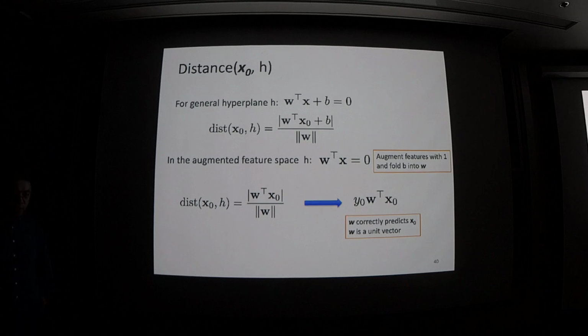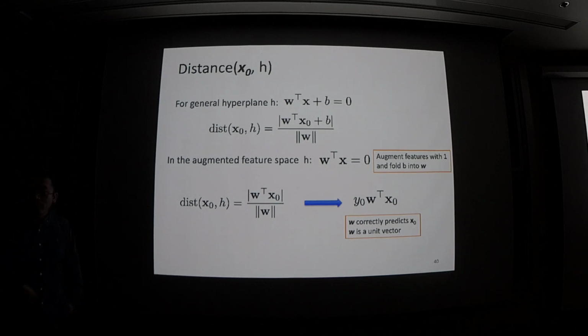So, when we discuss the perceptron, we usually augment features. We augment the feature with 1 so that we can fold the bias term into the weight vector W. So that means in our augmented feature space, our hyperplane is simply this inner product being 0, right? Applying this formula, we can compute the distance between the data point x0 and H in the augmented feature space as this.